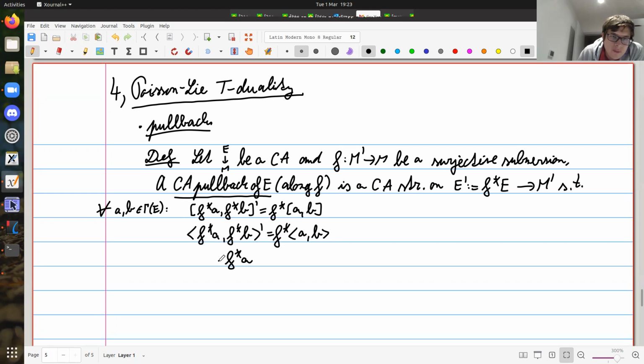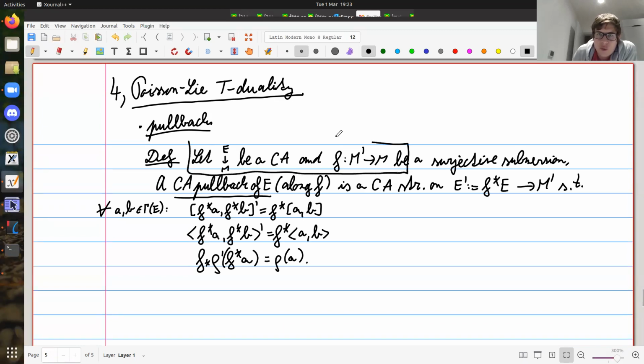So if you pull back a section, so now it's a section of E prime, and then you take the anchor map, so now it's some vector field on M prime. So now you can push it forward to F, sorry, to the other one. And you want that this thing is, first of all, a projectable vector field. You can project it and it will be equal to rho of A. And so, okay, this is a relatively natural definition. The subtle point about this concept is that it's a choice. You need to choose this structure. So it's not that if you would have just any Courant algebroid and any such map, it would give you a pullback. It might be that there is no pullback, and it might be that there are many different pullbacks. But basically they all differ in the choice of the anchor map.